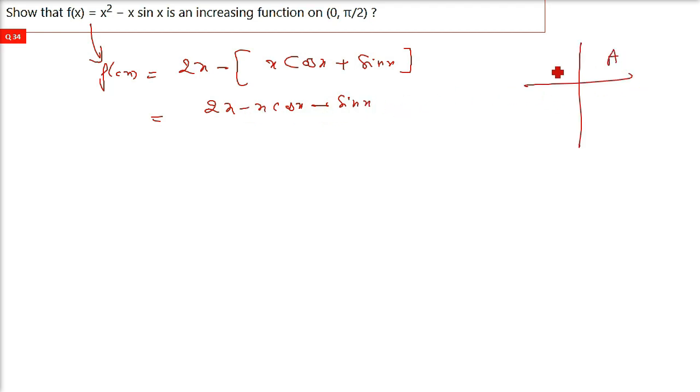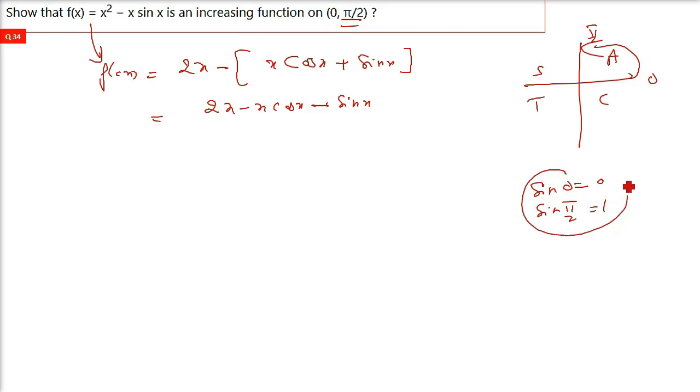Coming to the interval 0 to pi by 2 that we are talking about, in all the terms in 0 to pi by 2 they are positive. If you take sin and cos, the value is between 0 and pi by 2. These are the two interval boundaries. So sin 0 is 0, sin pi by 2 is 1. So sin is between 0 and 1. How about cos 0 and cos pi by 2? It is between 1 and 0.